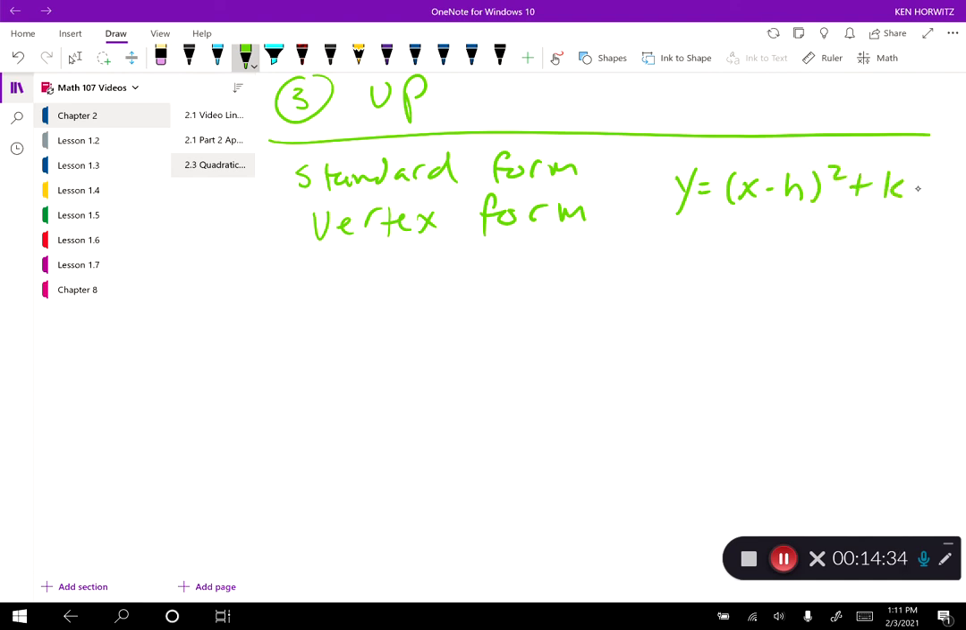And there it is. Now, A is the same, meaning that if A is, I got to put A in. There's A. I can make that better. Y equals A times (X minus H) squared. There we go. If A is positive, the parabola opens up. If A is negative, the parabola opens down. So A doesn't change from one form to the next.